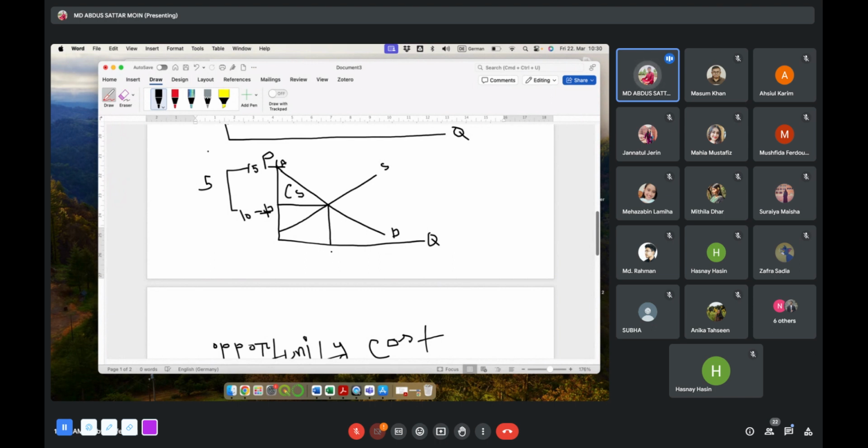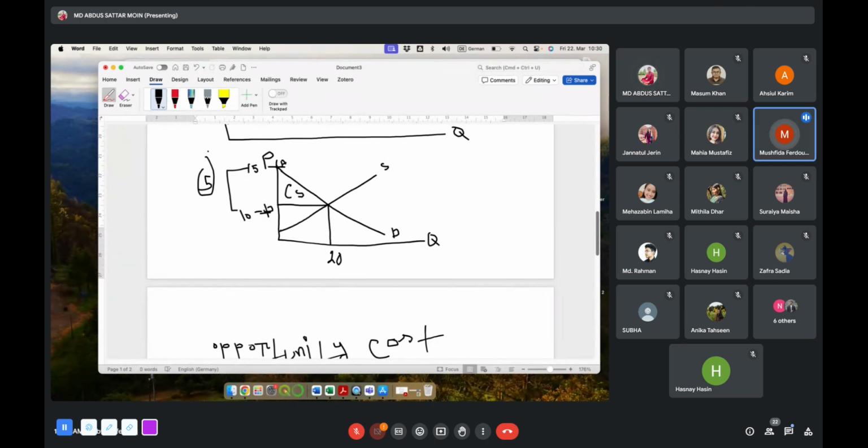So now if you purchase, let's say, 20 units, then your consumer surplus will be 5 multiplied by 20 for every unit. So 100 is the consumer surplus you can get. Okay.